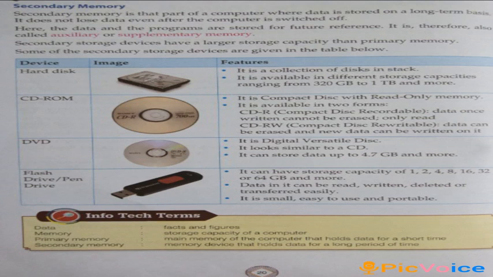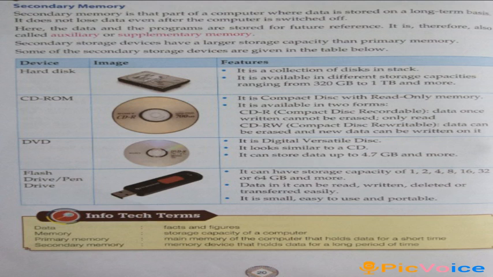Page number 20. Secondary memory. Secondary memory is that part of a computer where data is stored on a long-term basis. It does not lose data even after the computer is switched off. Here the data and the programs are stored for future reference. It is therefore also called auxiliary or supplementary memory. Secondary storage devices have a larger storage capacity than primary memory. Some of the secondary storage devices are given in the table below.